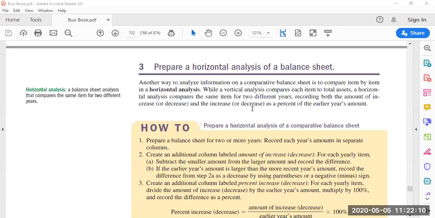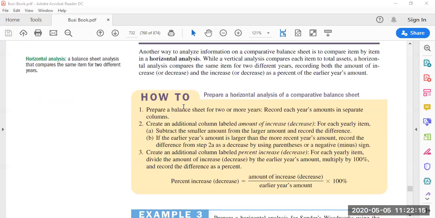All right, so the how-to section simply tells us exactly that. First thing, you want to prepare your balance sheet for your two years. Record each amount in their separate columns. And then you want to create an additional column labeled the amount of increase or decrease. For each yearly item, you would do this. First, subtract the smaller amount from the larger amount and record the difference. If the earlier amount is larger, then that's a decrease. If the earlier amount is smaller, then you would itemize it as an increase, okay?